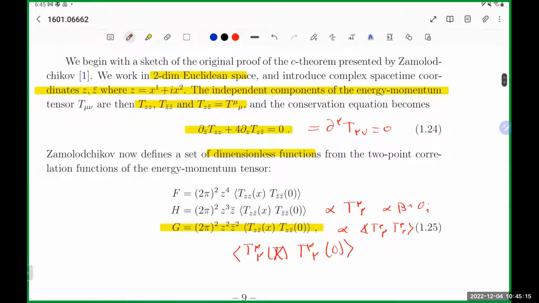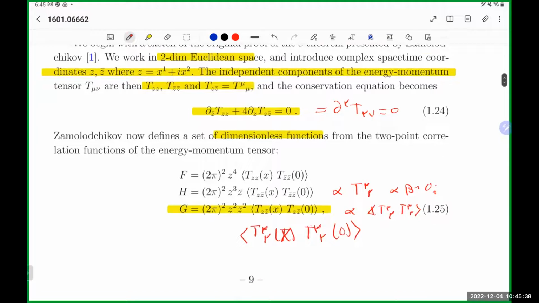Let's see what Zamolodchikov did. If you read the original paper by Zamolodchikov, you'll not find any insight into how he thought about constructing it. Trust me, I did try to find some insight into what he was thinking when he constructed this F, H, and G. But anyway, he is Zamolodchikov after all.